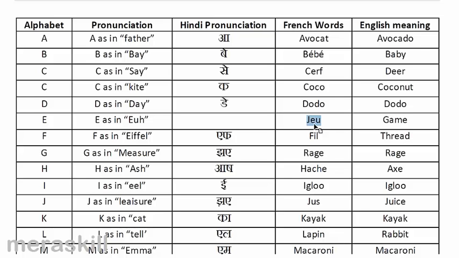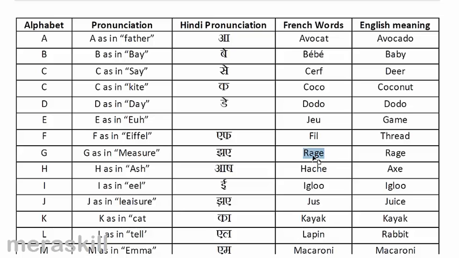Can I hear that again? Je, which means game. Okay, so je, right? F, F as in fill. Fill means thread. Okay. Now the new one, G. G is pronounced je, as in measure. Okay. So J. Rage. What do I call that?